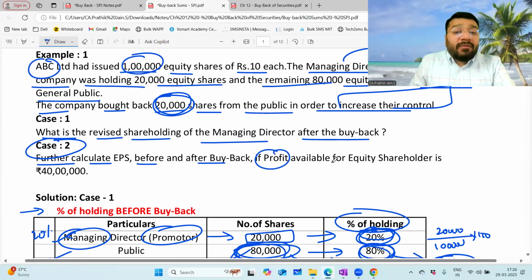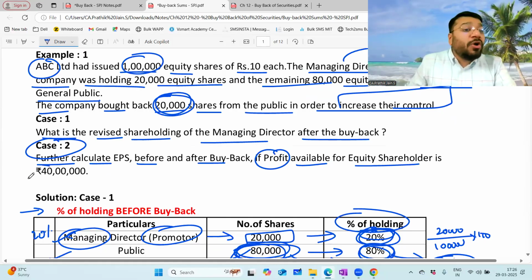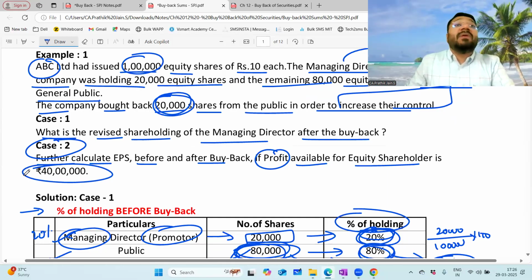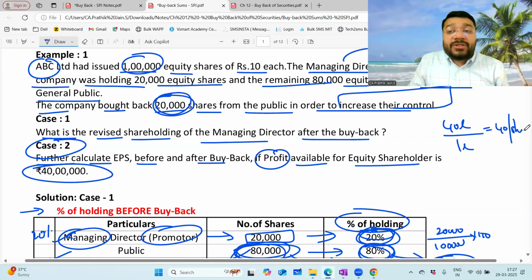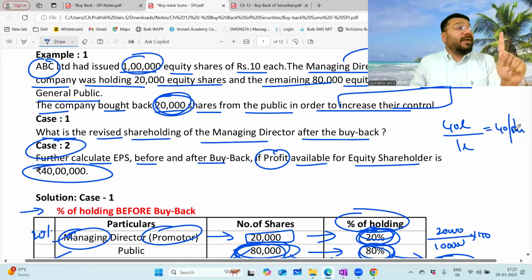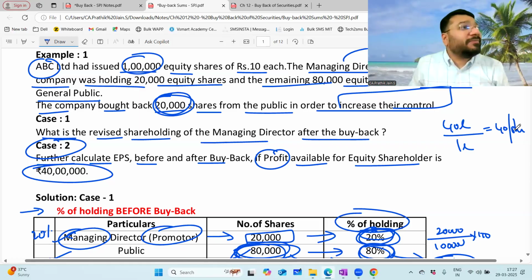The profit available for distribution to equity shareholders is 40 lakh. 40 lakh is the divisible profit available to equity shareholders. Please tell me, what is earning per share? 40 lakh divided by, before buyback, how many equity shares? 1 lakh shares. So how much is the EPS? 40 per share. It means for every 1 share I purchased, 40 rupees is my earning per year. For this year, 40 rupees per share is my earning.